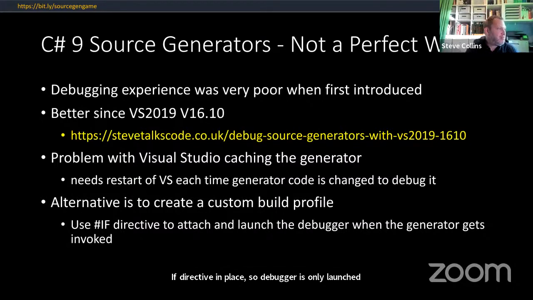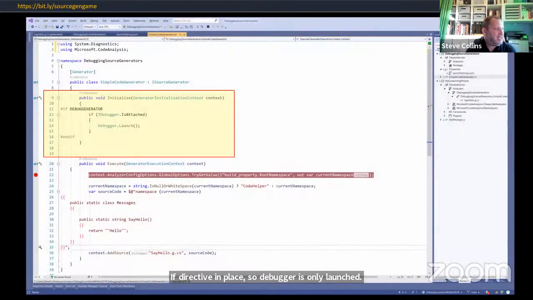So here I've got an example where I've created a debugger profile and a debugger constant that says if debug generator and the debugger isn't attached, then launch the debugger. That way you're only building it using that build profile when you're debugging it. Otherwise, when it's building in regular debug or release mode, it doesn't hit that breakpoint.